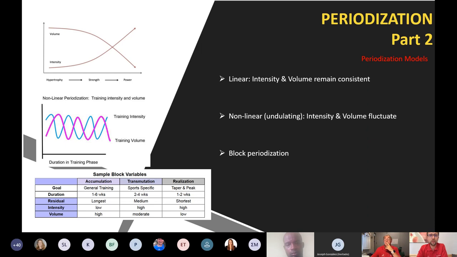The first one is the accumulation phase. This is reaching from 50 to 75% of the intensity. Then the second one is the transmutation, reaching from 75 to 90% of the intensity. And the last one is the realization phase, which is above 90% of the intensity. The goal behind these smaller specific blocks is to allow the athlete to remain at peak level for a longer time. So especially sports like table tennis, which really have, I can say, multiple peaks within a year.